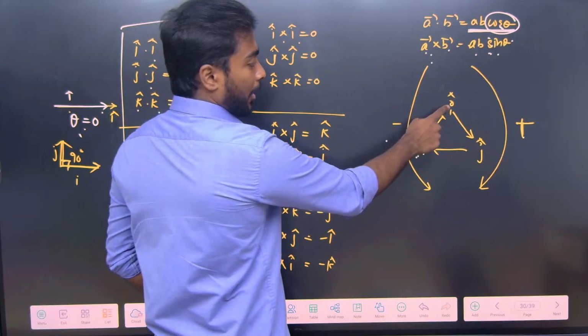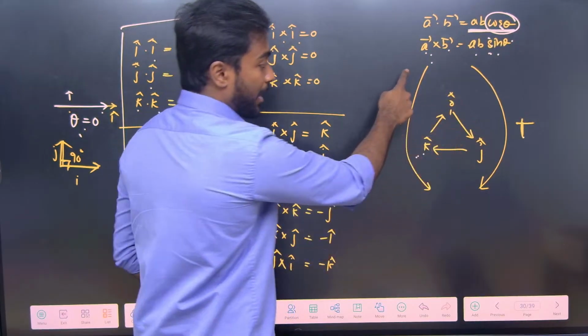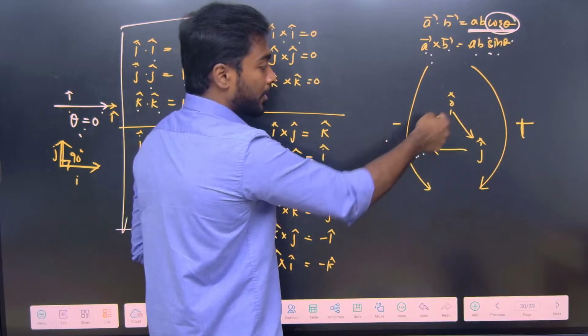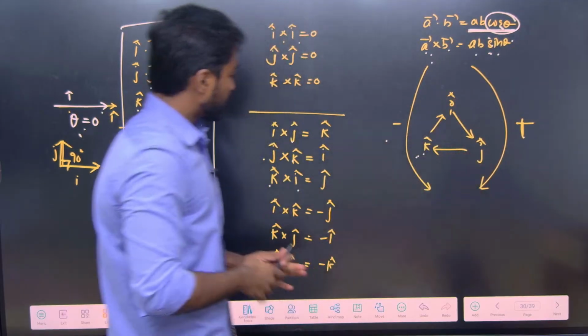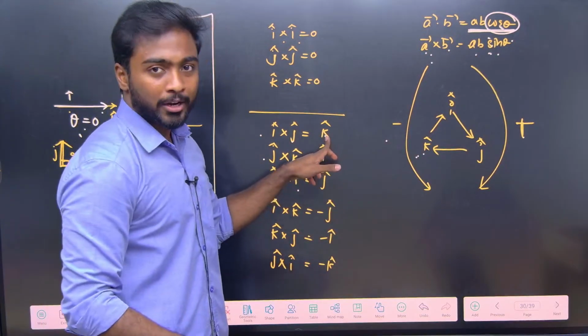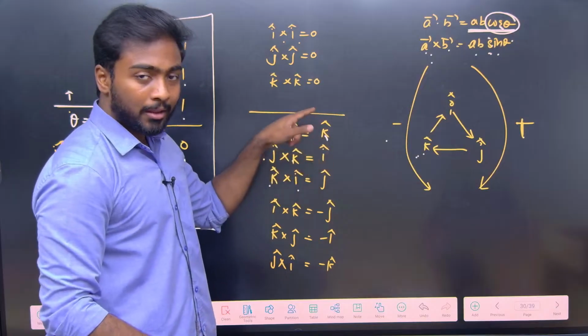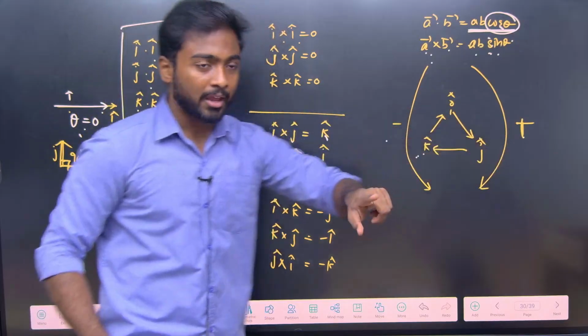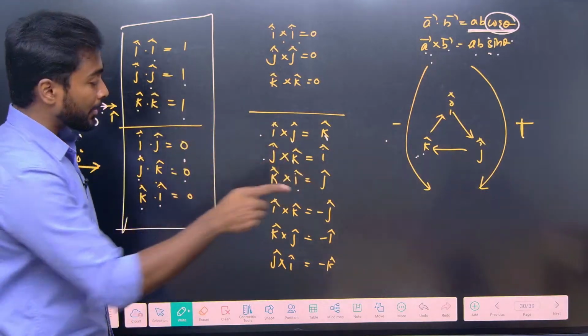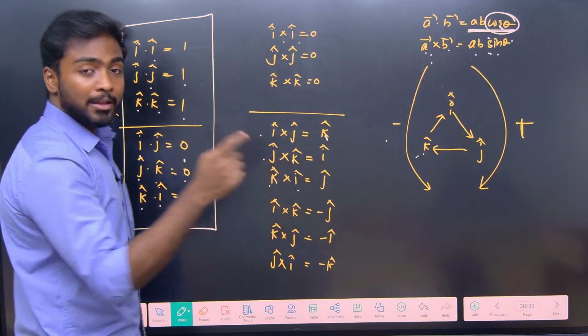Simple trick: i, j, if you take i to j, the result will be k; j to k, the resultant will be i; k to i, the resultant will be j. So i cross j, I am going forward, which means I need to take the next one, so the resultant will be k. What k? Positive k, because I am going in the clockwise direction. So j cross k will be i, and k cross i will be j.